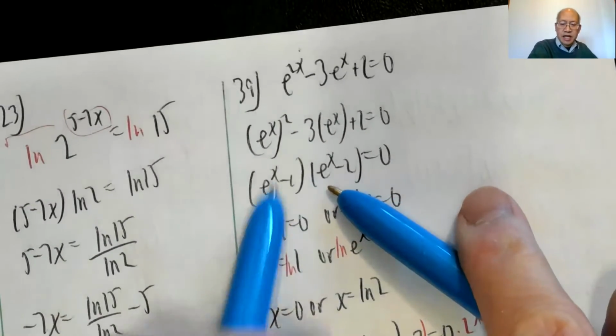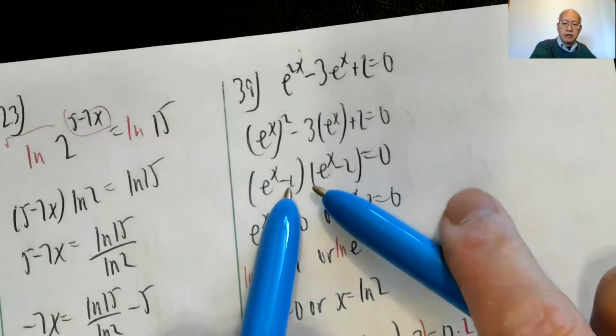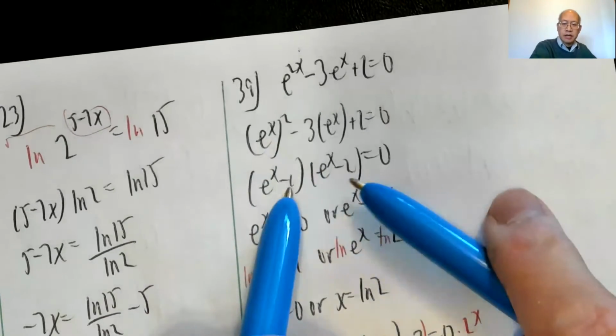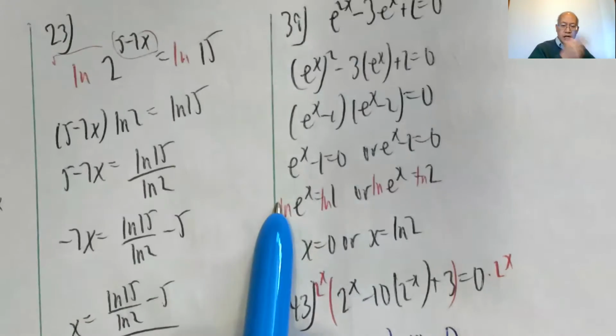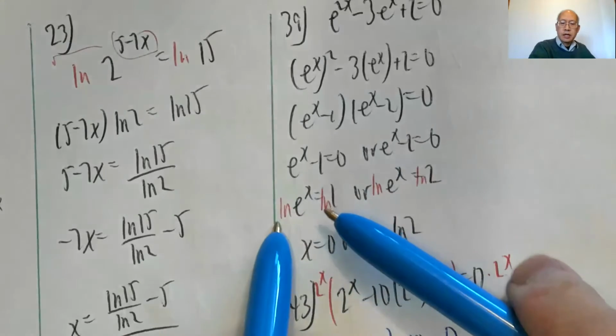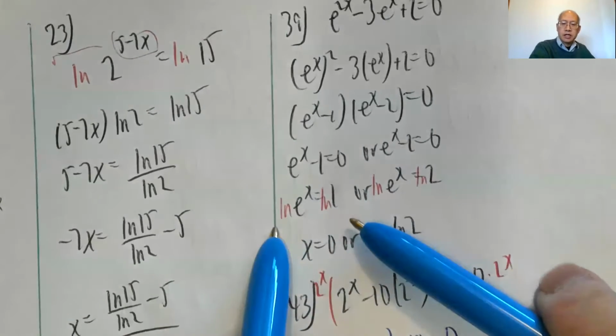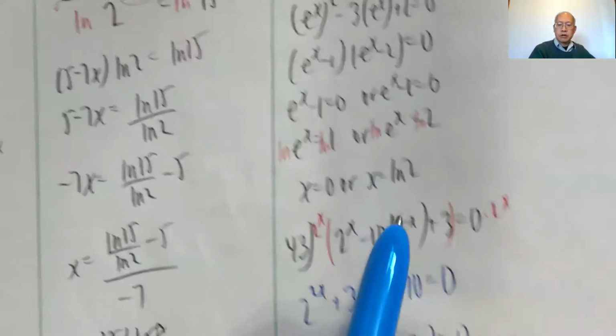e to the x times e to the x is e to the 2x. Minus 2 e to the x minus another e to the x is minus 3 e to the x and then plus 2. So that means either this is 0 or this is 0. e to the x equals 1 or e to the x equals 2. In red, ln both sides. Okay, ln 1 is 0, so x is either 0 or natural log of 2.